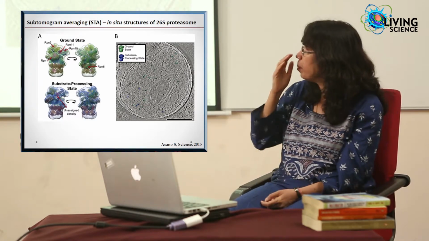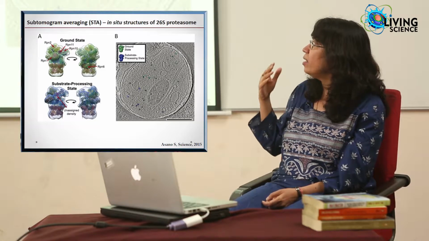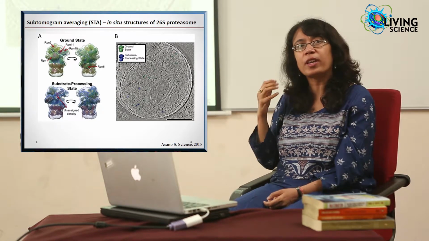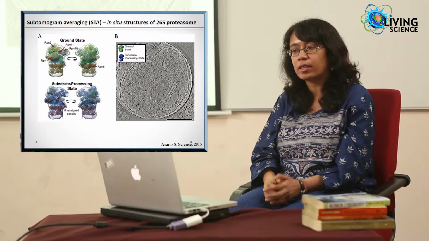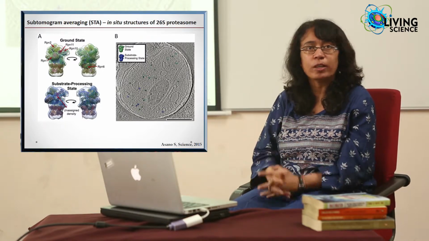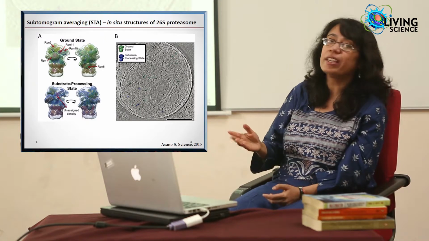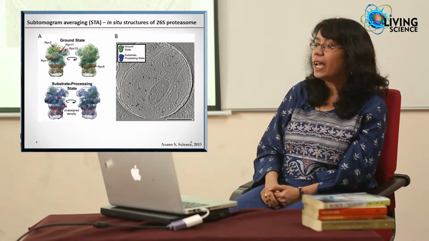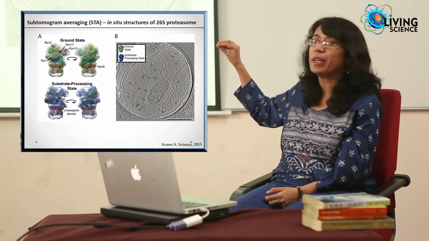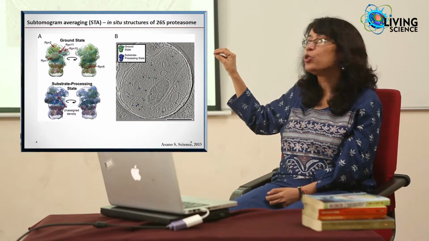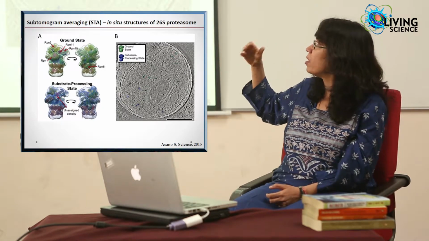This is an example where, within a whole cell, people are looking for a complex, a 26S proteasome molecule, which exists in various states, such as the ground state or the substrate processing state. The various states can be picked from these tomograms or by subtomogram averaging. Then reconstructions can be done of these molecules which exist in their natural environment within cells.